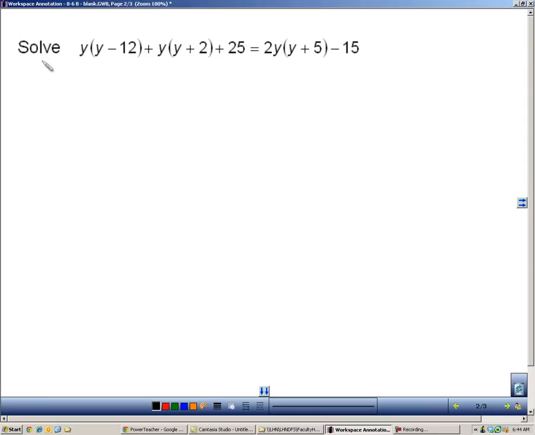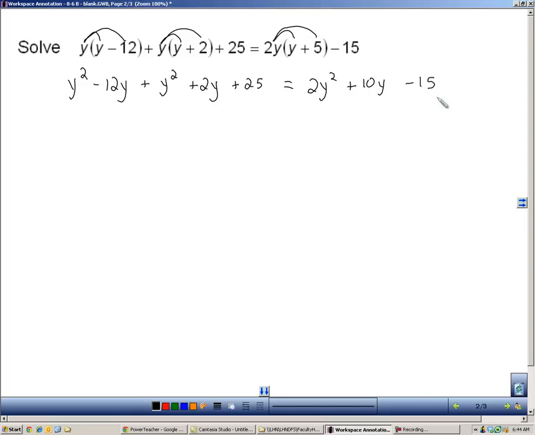Here's a problem we're asked to solve, and we're asked to solve it because it has an equal sign. There's a lot of grouping symbols, a lot of distributing and collecting that has to happen here. So let's get started. Distributing the y to this group of parentheses, y squared minus 12y. Distribute this positive y, get a plus y squared plus 2y plus 25. Then we have the equal sign. Now we'll distribute the 2y in this group, so that's a 2y squared plus 10y and then minus 15.